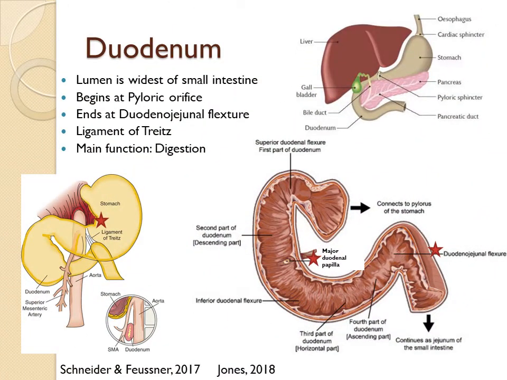The duodenum is a C-shaped structure and lies adjacent to the head of the pancreas and lies above the umbilicus. The lumen is the widest in the small intestine. It begins at the pylorus of the stomach, crosses the inferior vena cava, the aorta, and the vertebral column, and passes upward and terminates at the duodenojejunal flexure, which is its transition to the jejunum. This flexure is suspended by the ligament of Treitz, which is attached to the diaphragm.